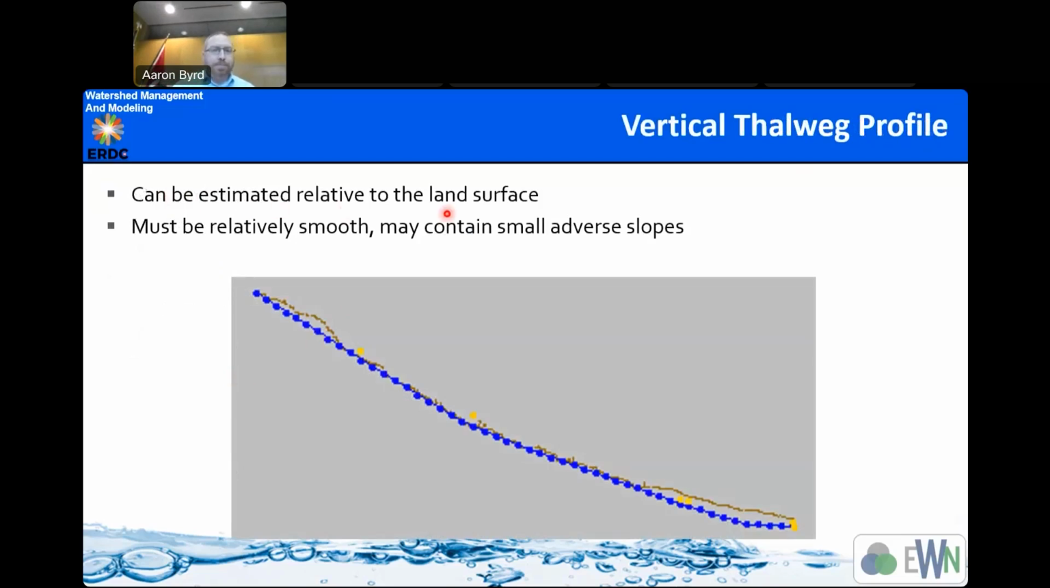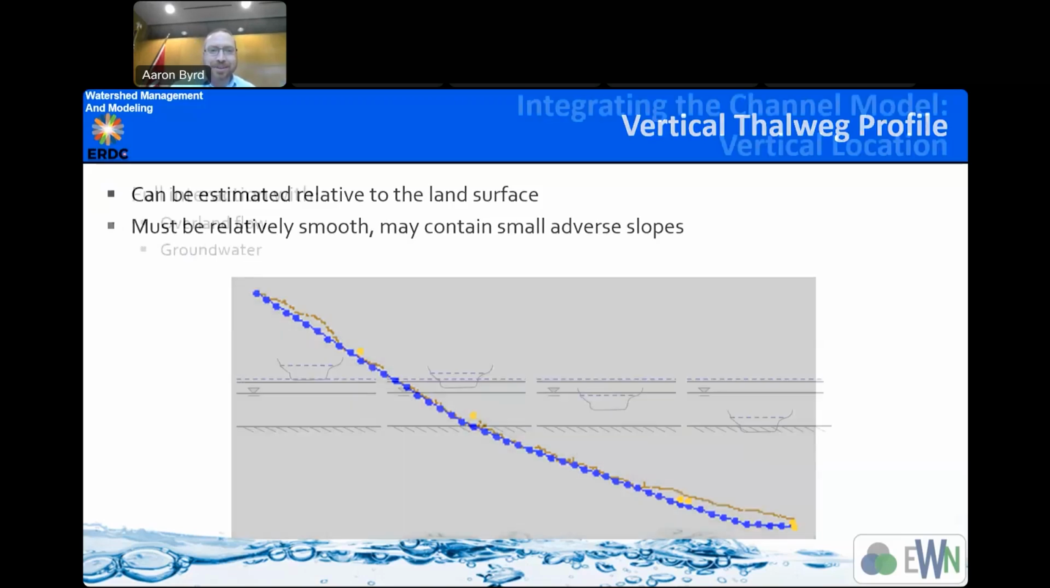Vertical thalweg profile, okay. So again, this can be estimated relative to land surface. It can contain small adverse slopes. You don't want big, huge adverse slopes. That's not going to help your model. What you don't want to do is overly smooth this. There's natural roughness, and it's going to fall and drop off and fall and drop off, and that's normal. That's okay, right? What you don't want to do is smooth the heck out of it so it's like an amusement park for all the fish, a slide down the tunnel.